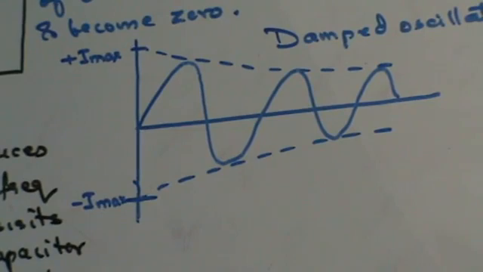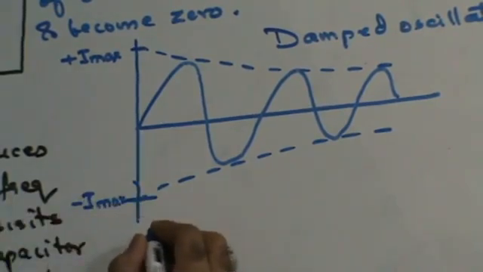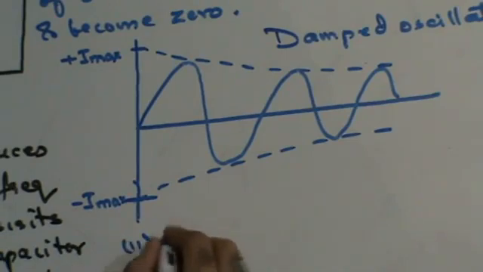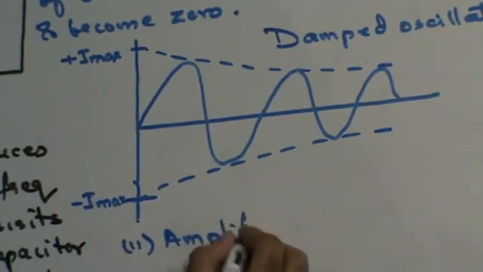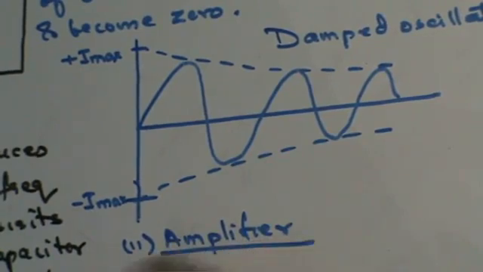Right? Now, that is the reason why you would require an amplifier. The first part of the circuit is your tank circuit. The second part of the circuit is an amplifier. Why do I need an amplifier? The function of the amplifier is to amplify the oscillations produced by the LC circuit.